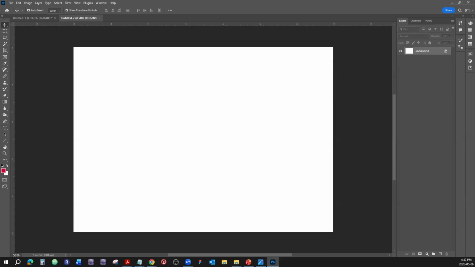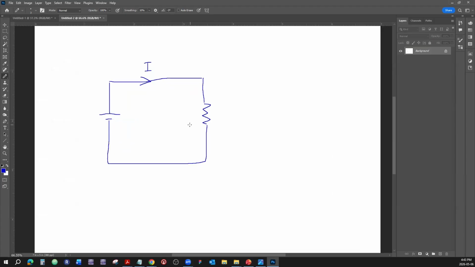All right, so when we have a battery, here's the positive side, negative side of the battery, and we have a circuit, and we have a load in terms of a resistor. Considering conventional current flow, we're going to have the current flow this way here. So we're going to have the current flowing this way, current flowing this way.